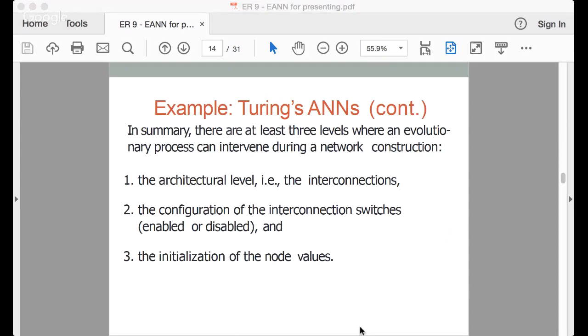So there are at least 3 levels where an evolutionary process can intervene during network construction: the architectural level, or the interconnections; the configuration of the interconnection switches, whether enabled or disabled; and finally the initialization of the node values.